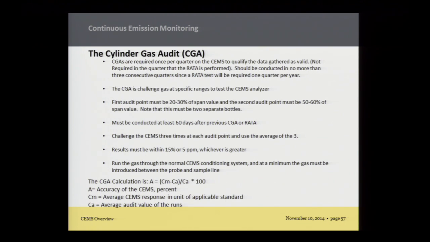And then the CGA calculation is the accuracy of the CEMS equals the average CEMS response in the unit of the applicable standard minus the average audit value of the runs, times 100 to get your percentage.